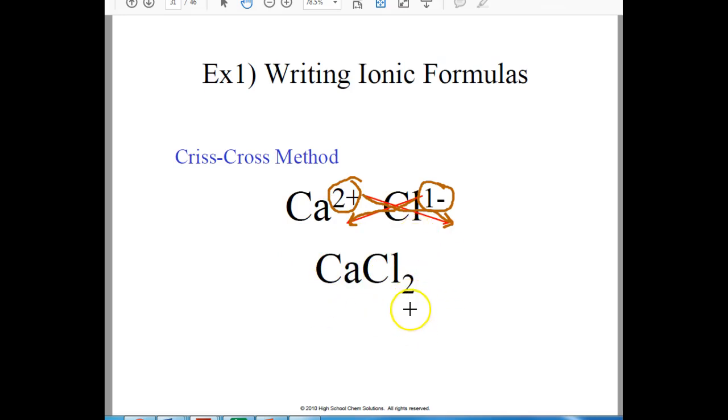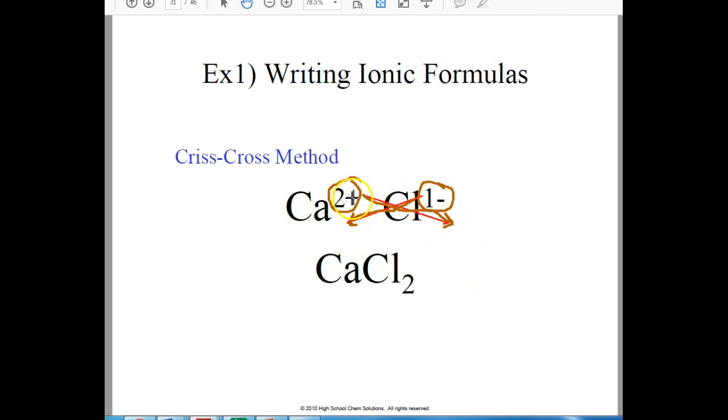Now, why do we need 2 chlorides? Those 2 chlorides are each -1, and -1 times 2 is -2, and then calcium is +2, so that is how we get it to be neutral. We need 2 -1s to neutralize that +2. Okay, but you can just take your absolute value of your charges and crisscross, and that will balance them.